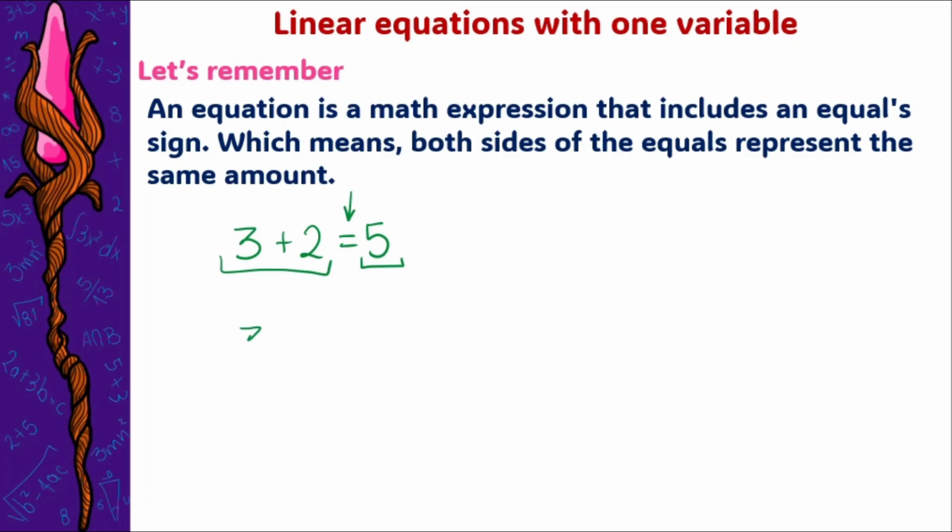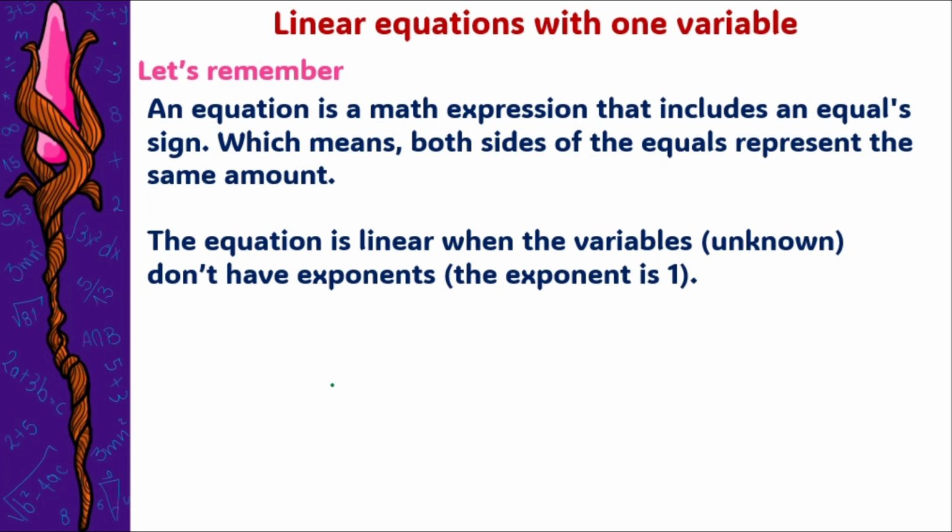Sometimes it could also include some letters or several letters. They are still equations. What does it mean when it says linear? When it says linear, it means that the unknown value doesn't have exponents. That is, the exponent is 1. For example, x plus 2 equals 5. Notice that it doesn't have any exponent here, which means it's basically a 1.